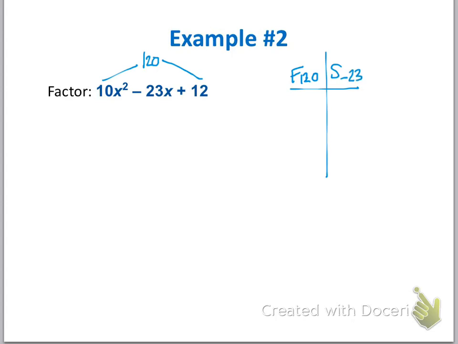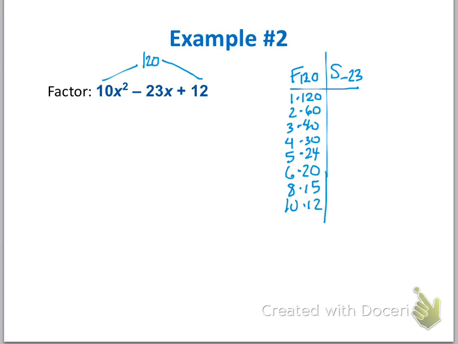So let's list out all the factors of 120 that we can think of. I've got 1 times 120, 2 times 60, 3 times 40, 4 times 30, 5 times 24, 6 times 20, 8 times 15, and 10 times 12.